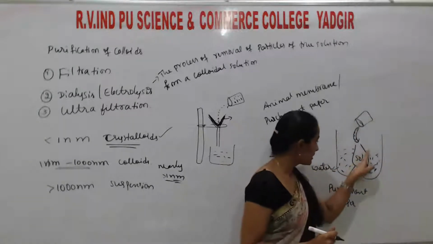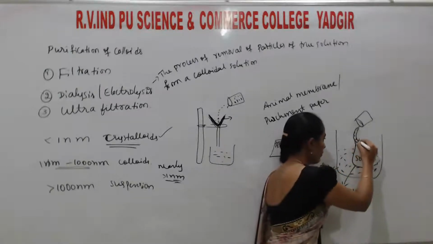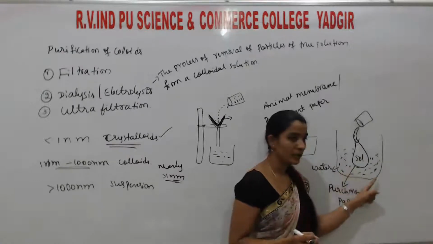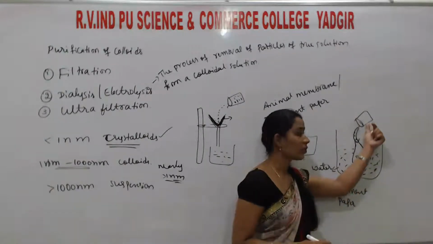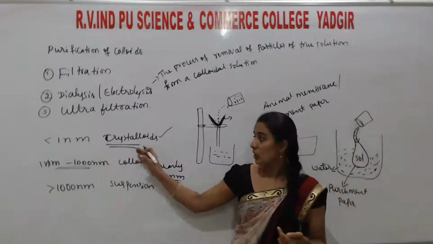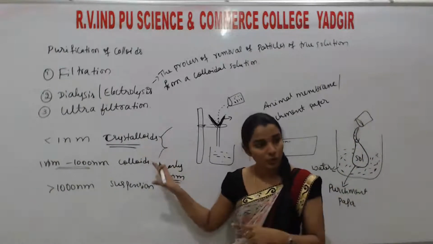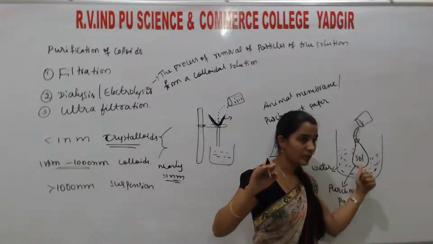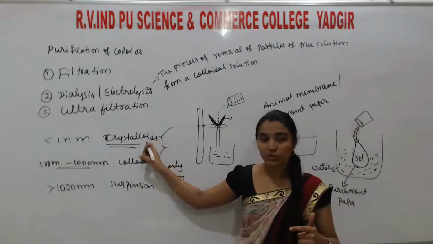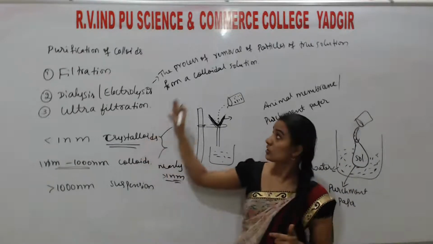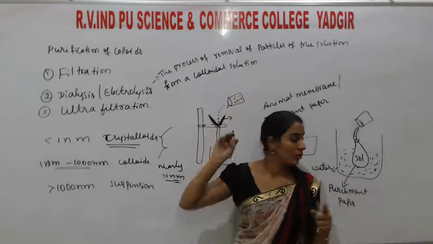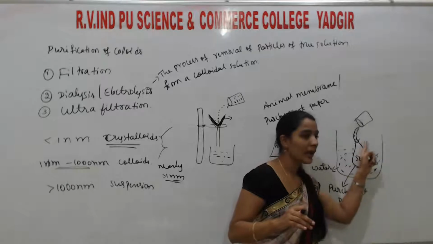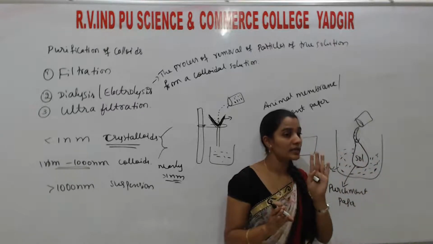Okay, so this is the filter paper in the form of a bag, called a parchment bag. So this is water. Then what happens when colloidal particles along with crystallites, these two, are there in the solution, both colloidal as well as crystalline? When they are filtered using this parchment bag, only the crystallites, meaning the particles of true solution, are removed. They pass through this membrane. So inside the bag the colloidal solution is retained as it is.